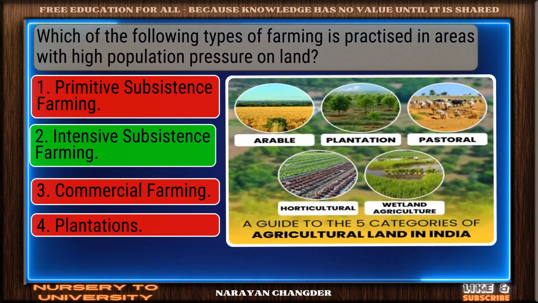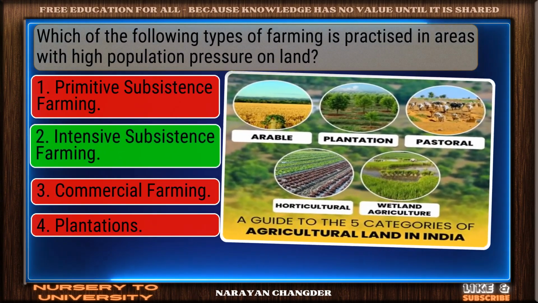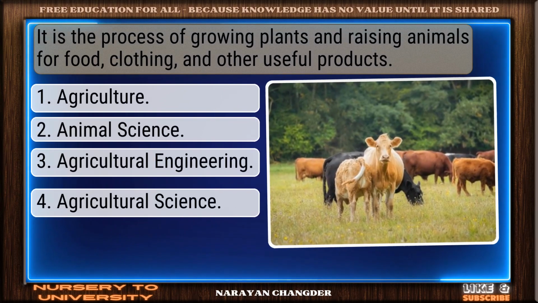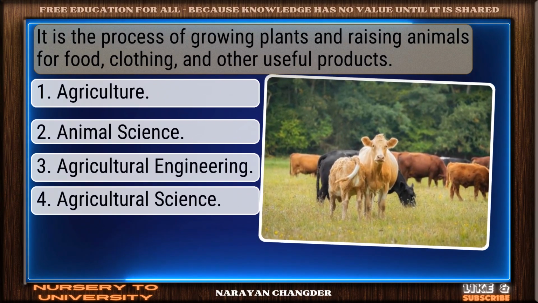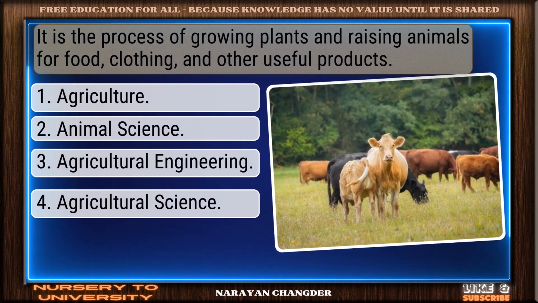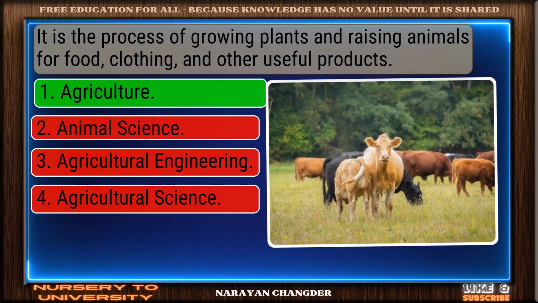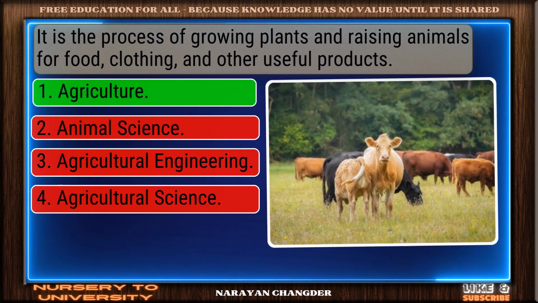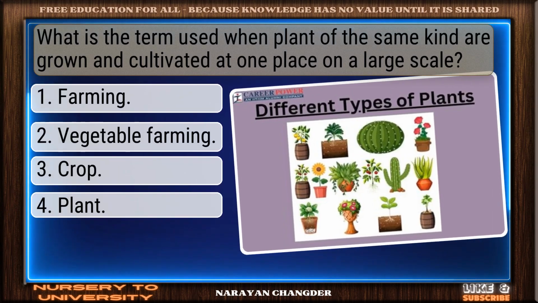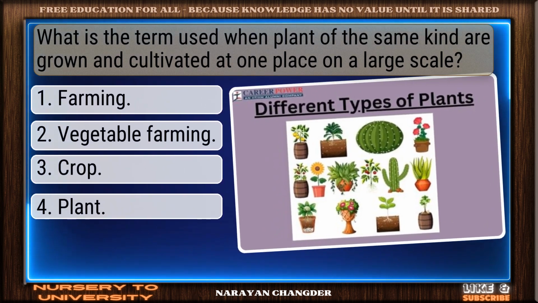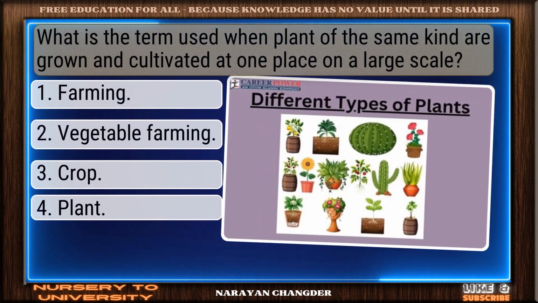Correct response. Intensive subsistence farming is accurate. It is the process of growing plants and raising animals for food, clothing, and other useful products. Strong choice. Agriculture is right. What is the term used when plants of the same kind are grown and cultivated at one place on a large scale?